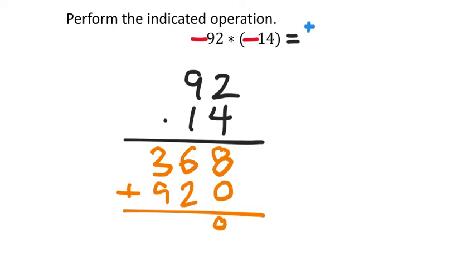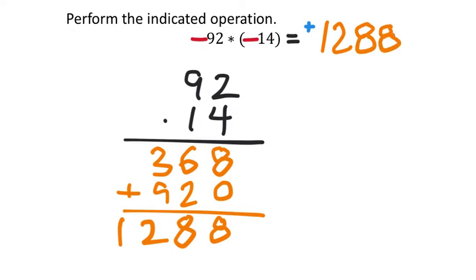8 plus 0 is 8. 6 plus 2 is 8. 3 plus 9 is 12. So 1,288. Remember, it's positive, just like we saw up there. 1,288. I don't really need the positive sign, but we can box this in.